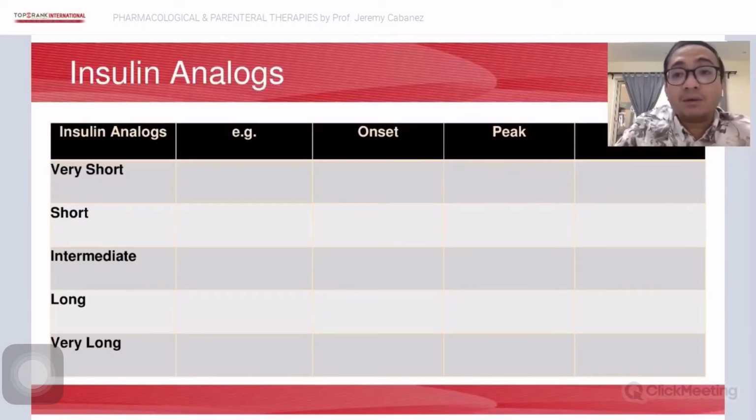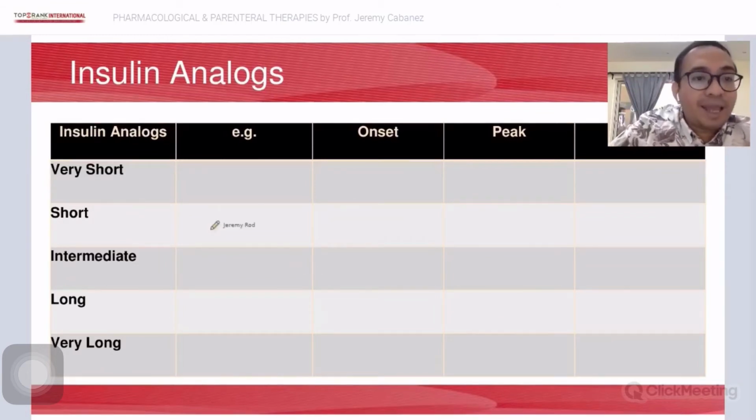Okay, para masagutan mo siya, kailangan mong alamin ulit yung tinatawag nating insulin analogs. Okay, their onset, peak, and duration. And remember, the peak is the time of hypoglycemia, especially when the client will not be eating. Duration, that's the length of time that the patient may have the effect or may have hypoglycemia.